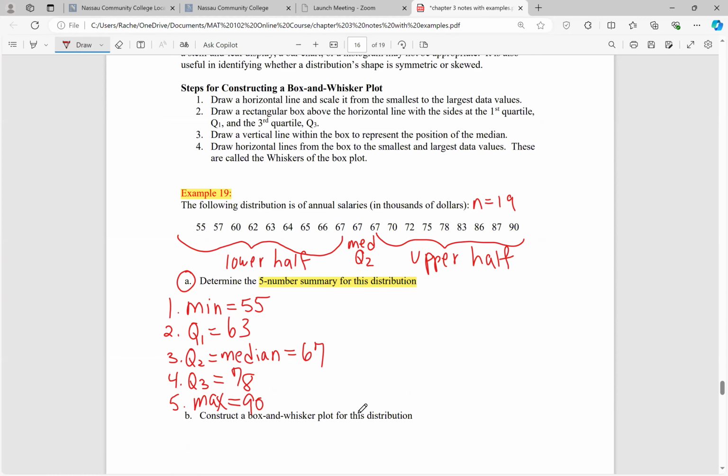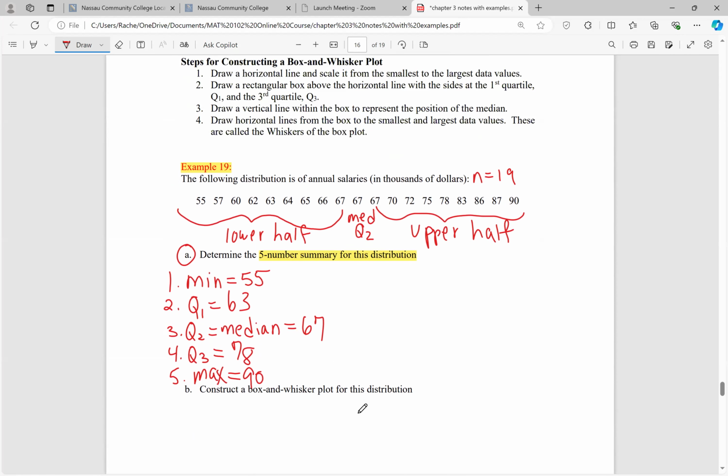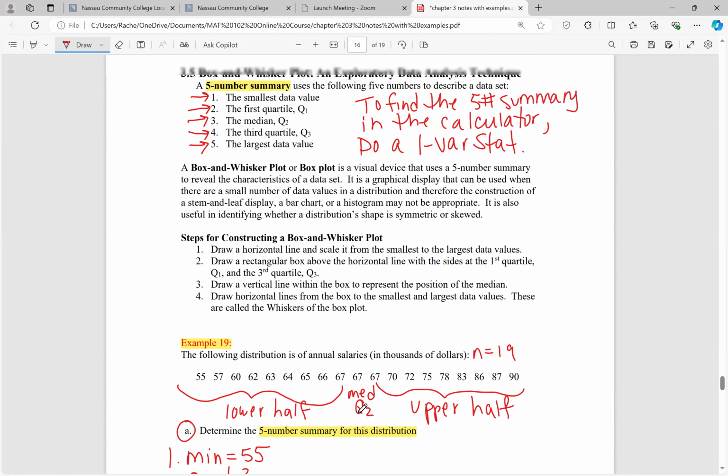So the last thing I want to do before we wrap up this lesson is let's put this 5-number summary in a picture. Now, this graph is called a box and whisker plot. A box and whisker plot is a visual display of the 5-number summary. And it helps us look at the characteristics of a data set. It helps us see what the shape is, if it's bell-shaped, if it's symmetric or skewed. And it's pretty simple to draw.